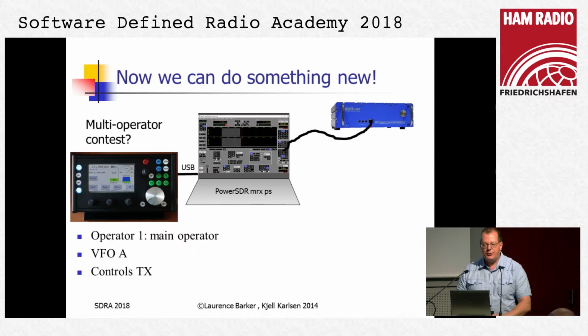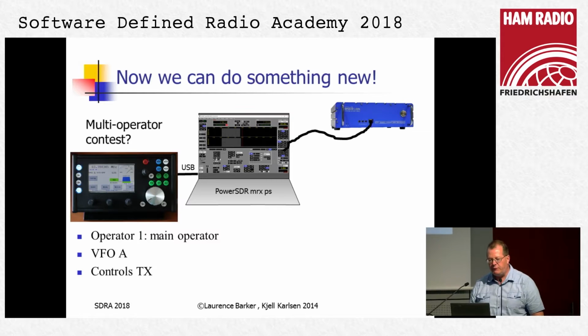But we can do something new with this. In a multi-operator contest, you're generally allowed to use a second receiver if you have one available to you. Well, operator 1 can have one of these consoles and operate VFOA to make contact with all of the stations during the contest as normal. But in a lot of radios, we've got another receiver and VFOB available to us.